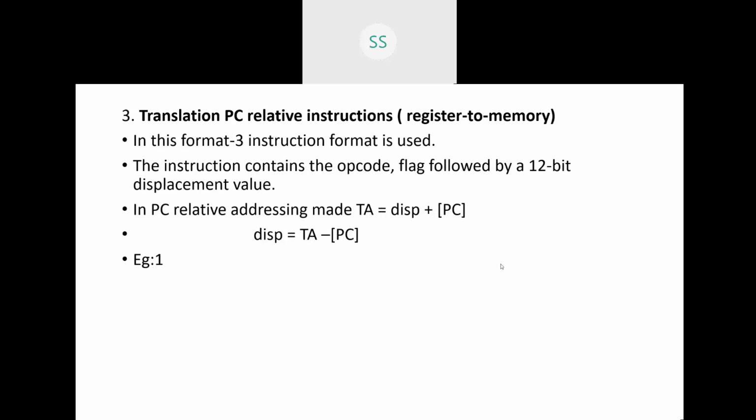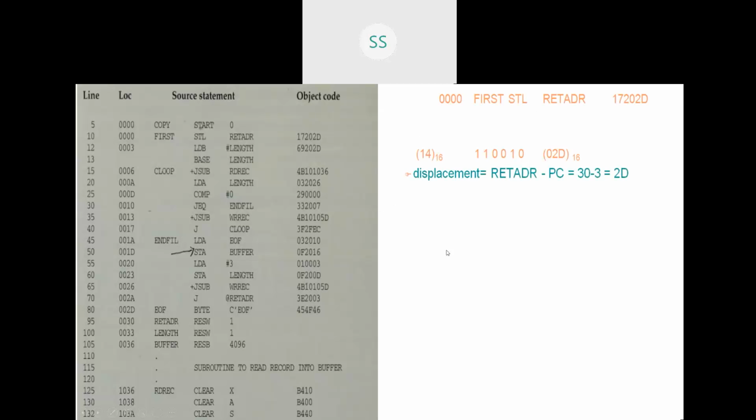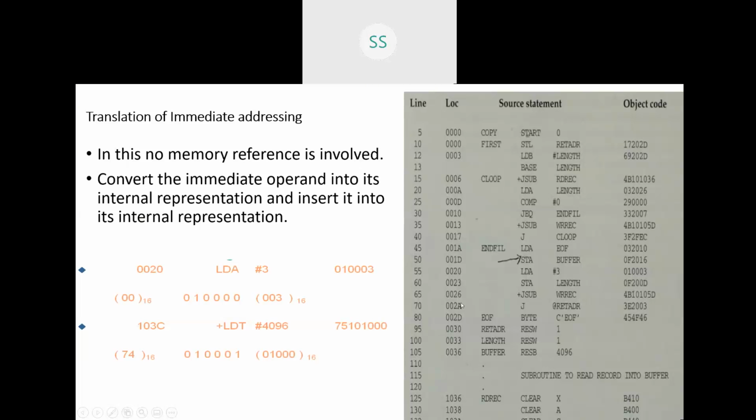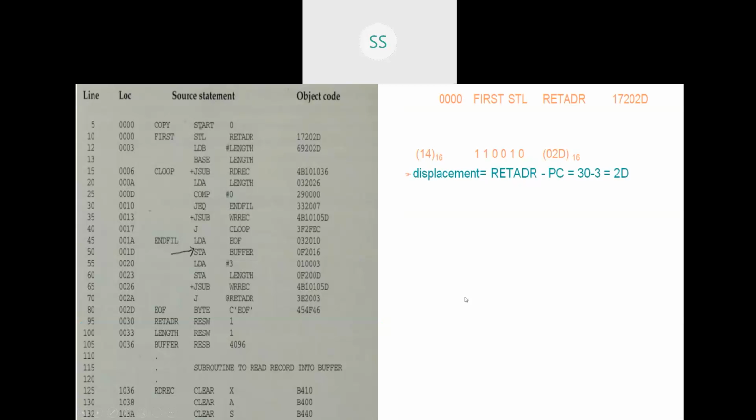Okay, so we are going to translate PC relative instructions, that is register to memory. For that, we'll directly come to the example so that you can understand that. You have seen this program earlier itself. On line number 10, you have an instruction which says STL RETADR.